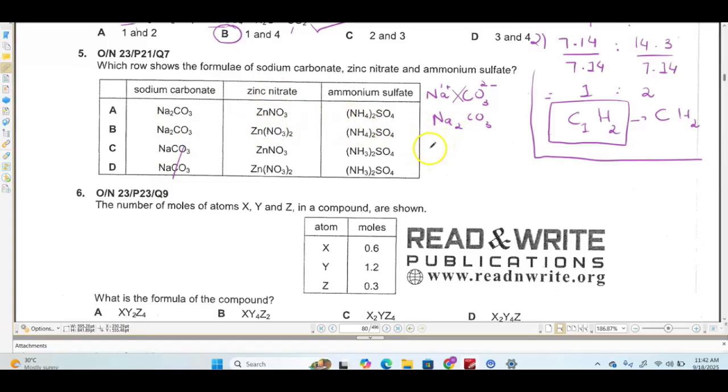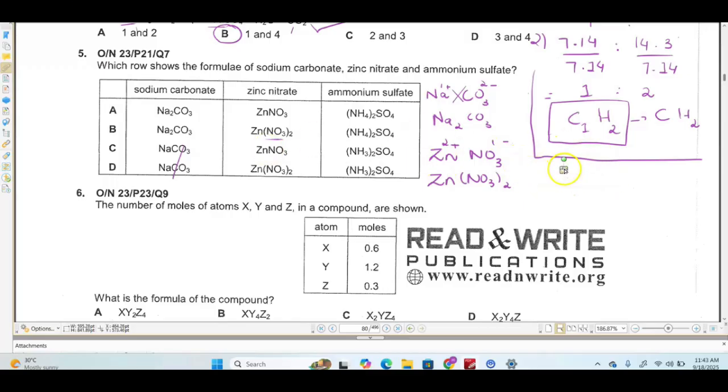Achha, for zinc nitrate, we have zinc and nitrate. Okay. For zinc, it is +2. Okay. And for nitrate, it is NO3 -1. So if we cross multiply the oxidation states, then our answer is going to be Zn(NO3)2. So this seems to be the correct option. Let's see if ammonium sulfate over here is also correct. So B is going to be our correct option.